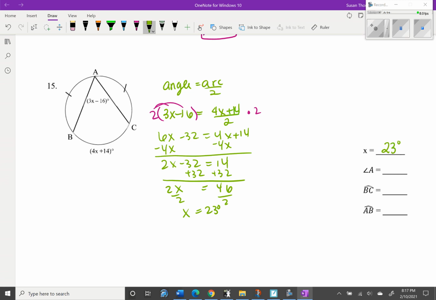So we can solve for angle A, because angle A is equal to 3 times 23 degrees minus 16. We're just plugging in our x, which gives us 53 degrees. And arc BC we can find, so the measure of arc BC is equal to 4 times 23 degrees plus 14, which is 106 degrees.